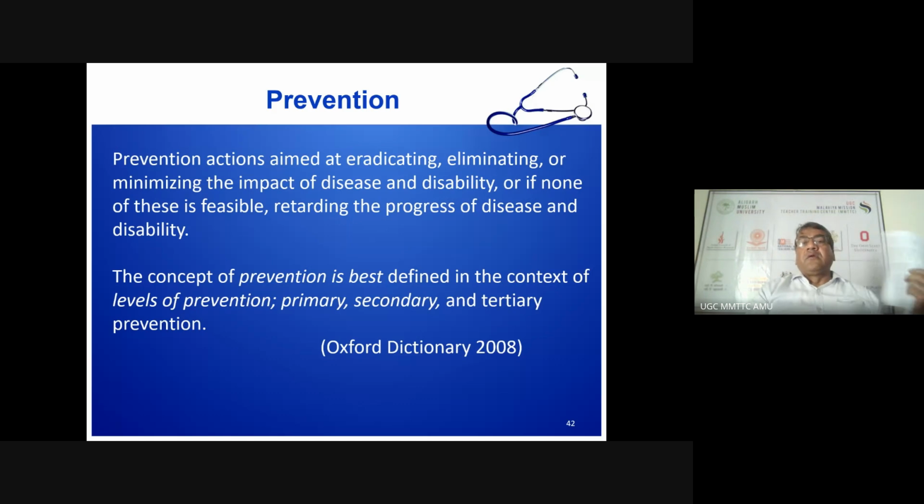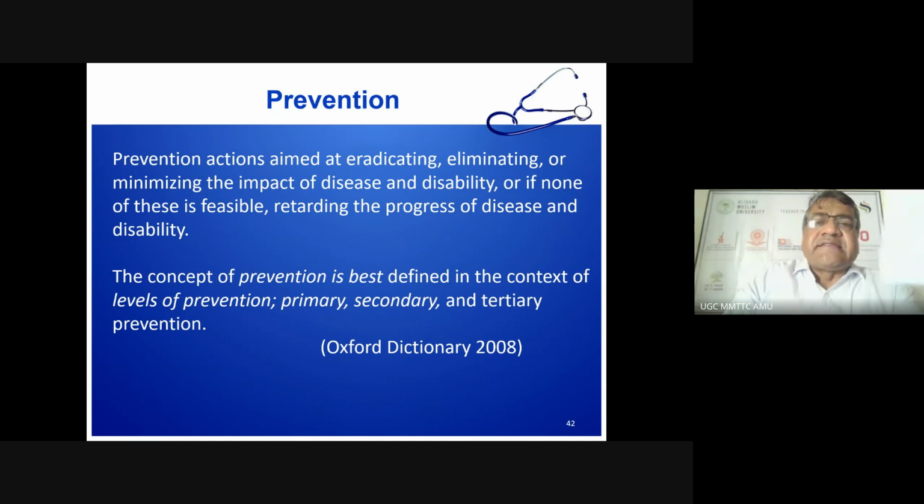Now prevention, the main aim of prevention, is action aimed at eradicating, eliminating or minimizing the impact of disease and disability, or if none of these is feasible, retarding the progress of disease and disability. In most of the chronic diseases, this is the main aim of treatment. In few diseases we can do the prevention, and few we can also cure. So prevention is better than cure.